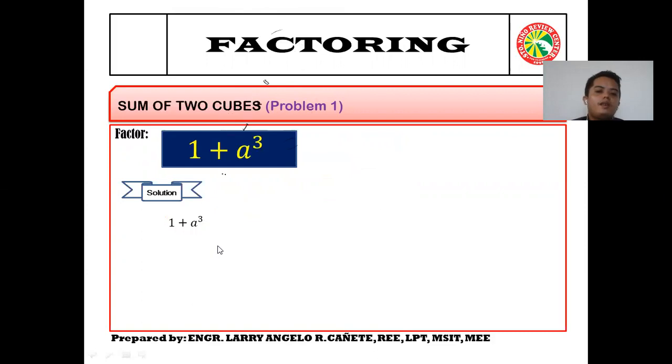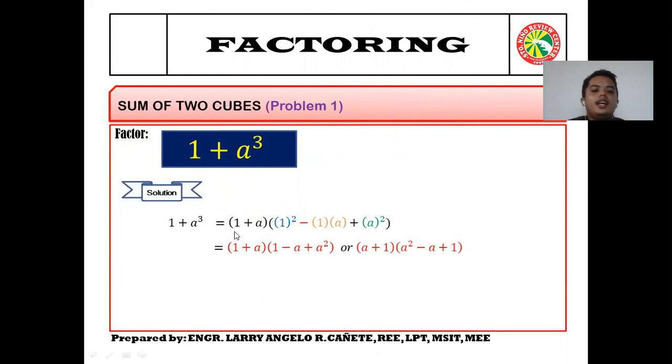So the one that you cube, both the first and the second term, is now your expression here, 1 plus a, because 1 here is for the cube root of 1 and a here is for the cube root of a cube. Then the next thing to do is to square the first term. So what is the square of 1? That is 1.